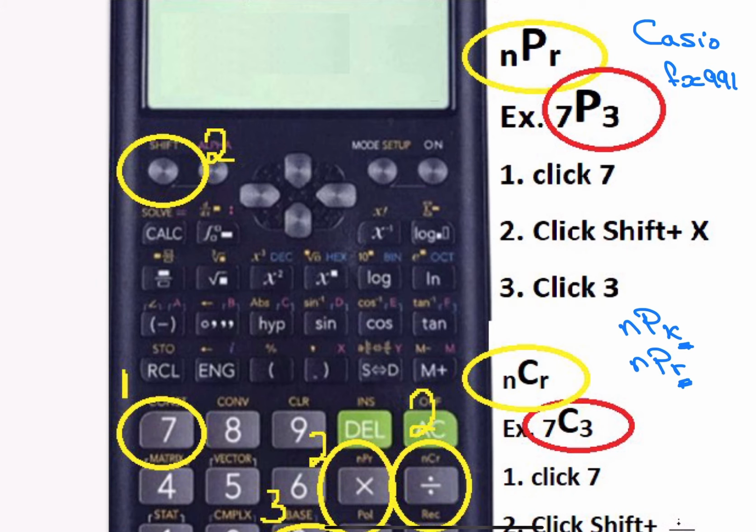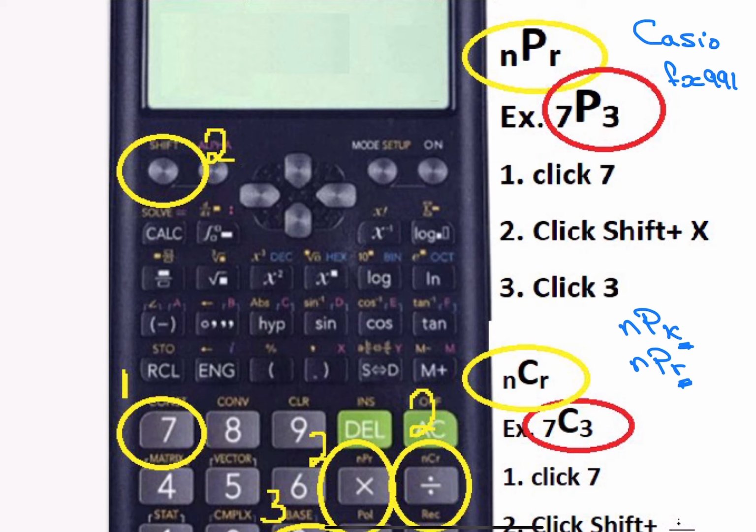It is on the top of the X or the multiplication sign. So in order to get the yellow color on top of any of these signs, we have to click shift, which is also in yellow color, and then the multiplication sign. If we want to get the NCR, also shift and the division sign. So here, for example, if I have NPR or NPK, 7P3, so we'll pick 3 out of 7.